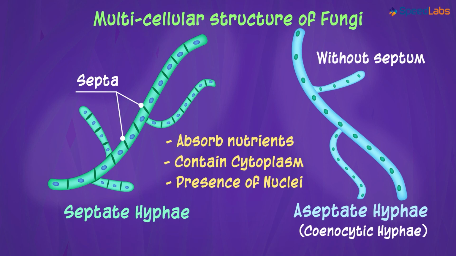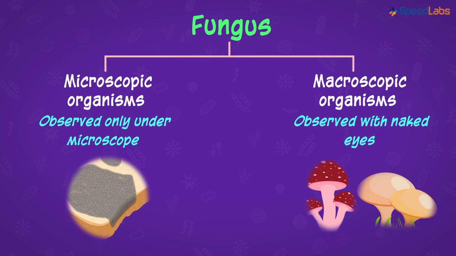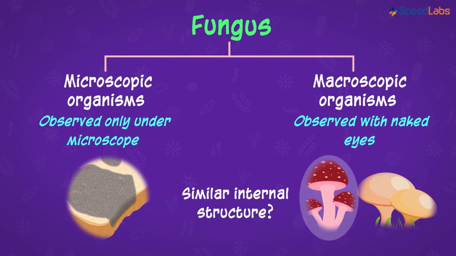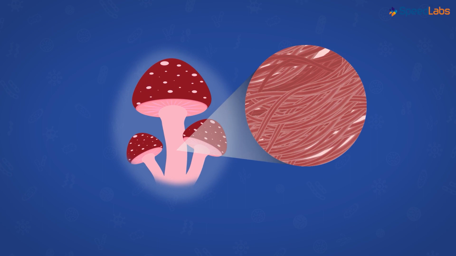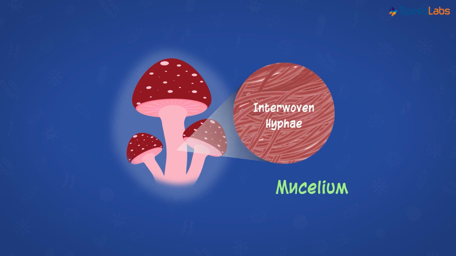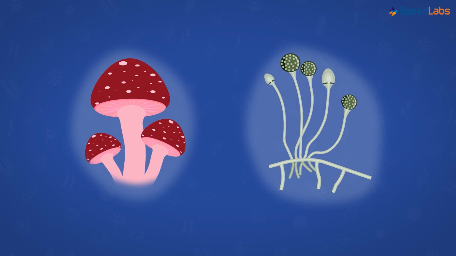But this is what we observe under the microscope, right? So will the huge macroscopic structures that we see in case of mushrooms have a similar internal structure or something different? Think for a moment. Well, astonishingly, these also have a similar internal structure. So the body of the mushroom will also be made up of mycelium. Similar to the microscopic ones, even this mycelium will be made up of interwoven hyphae. So we may find slight modifications in these different types of fungi, but the basic structure remains the same.